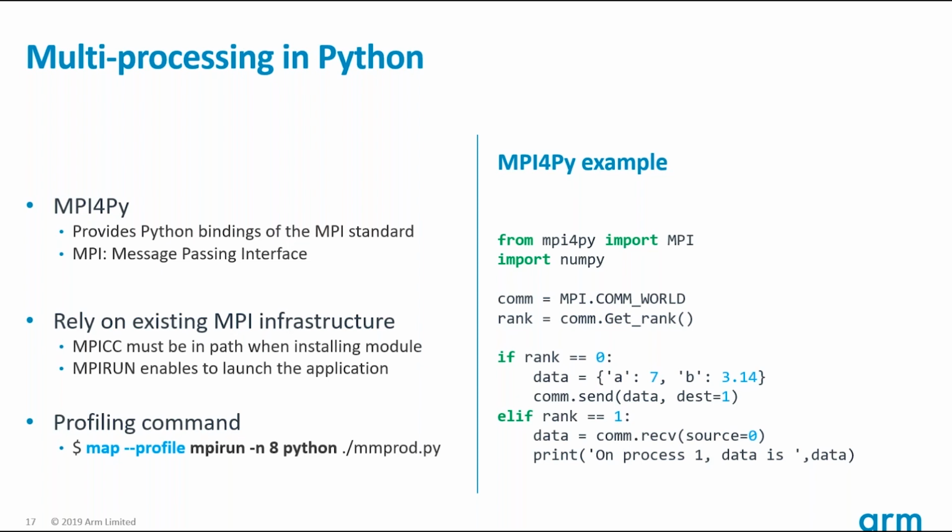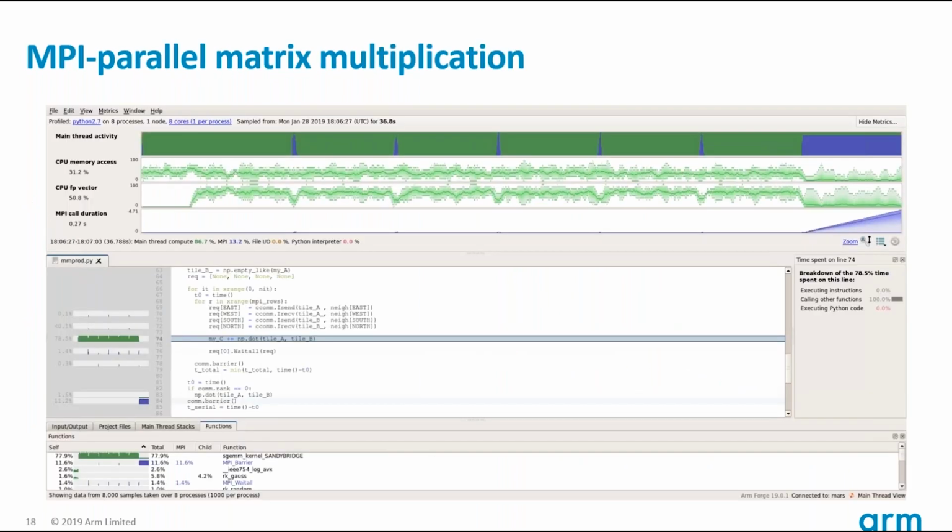How does MAP profile such an application? Well, the mpirun command just needs to be prefixed with map to generate a result. And here is an example of an mpi4py application that runs a matrix product several times. This code is running on a single node with 8 processes as shown on top of the GUI. After the matrices are initialized, their content is sent to the different processes as shown in blue on the main thread activity.